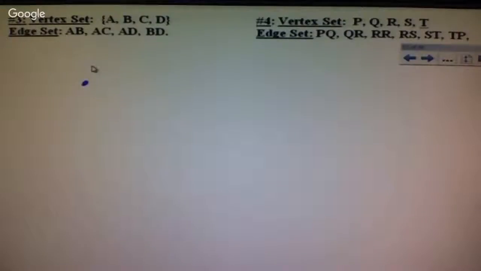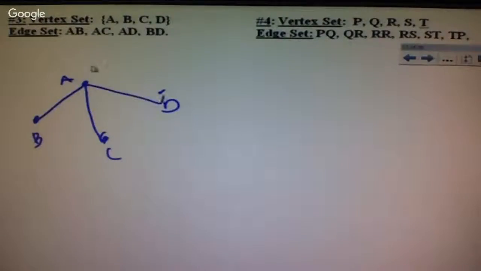Yes, be careful with this one. You do have to label your vertices in this one because it tells you to. Perfect. You should have dots A, B, C, D. And then she has a line that connects A to B, a line that connects A to C, a line that connects A to D, and a line that connects B to D. Perfect. Who wants 4?